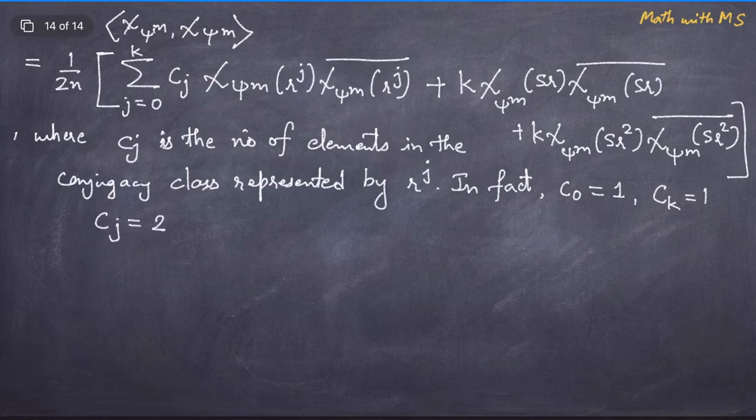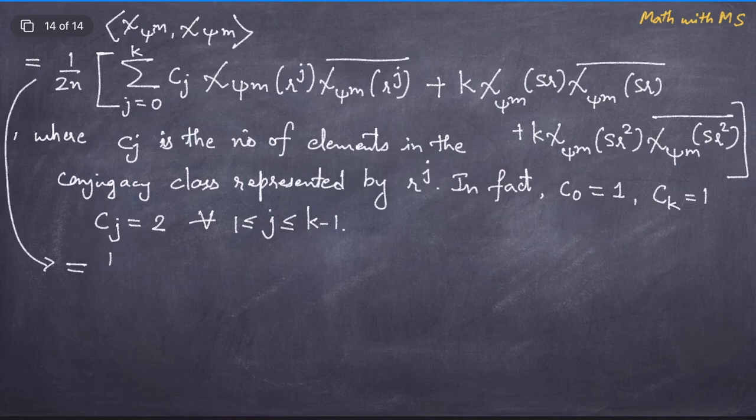Recall that the conjugacy class of r to the power j consists of r to the power j and r to the power minus j for j bigger than or equal to 1 and less than or equal to k minus 1. So Cj is 2 for all j bigger than or equal to 1 and less than or equal to k minus 1. So therefore this becomes 1 by 2n summation.